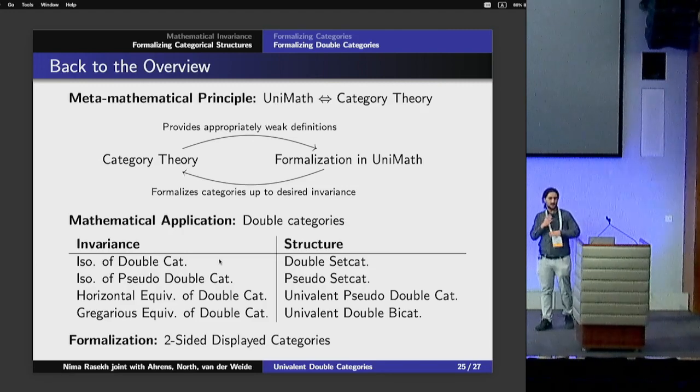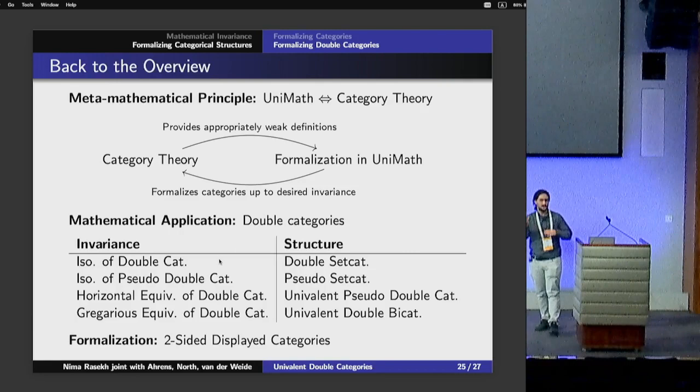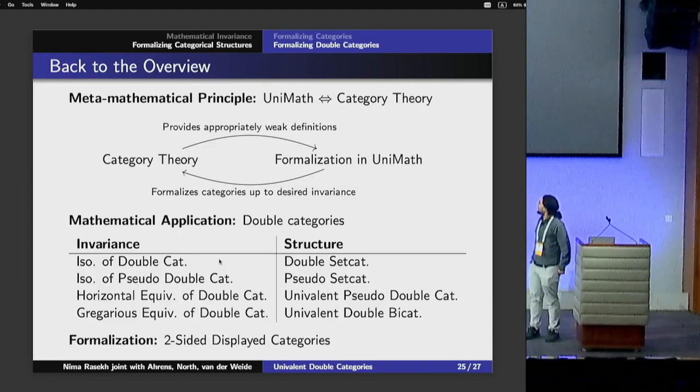And this is exactly where the category theory literature can be super useful, telling you what kind of coherences you want to look for. That maybe if you just want to try on your own in the proof assistant might be really tricky. So there's this nice feedback loop between those two notions where you get exactly categories up to whatever invariance you want.